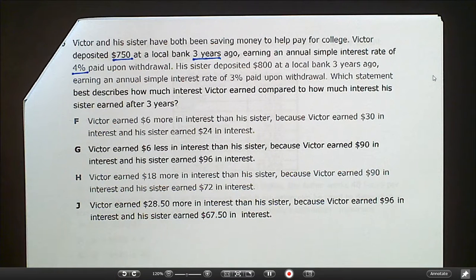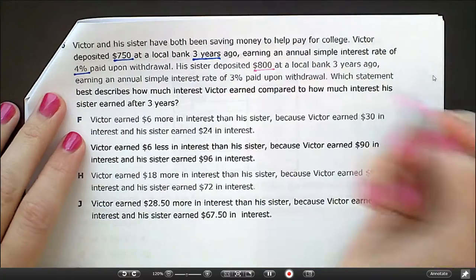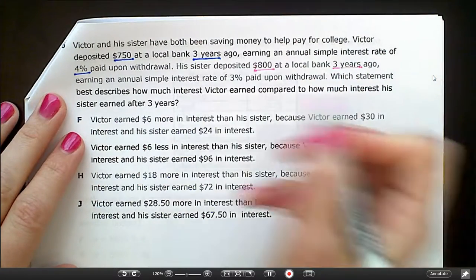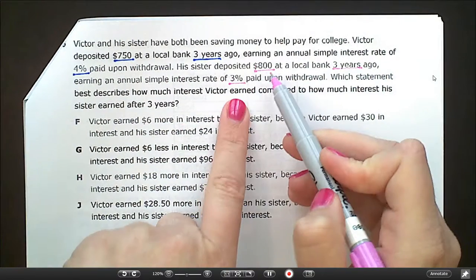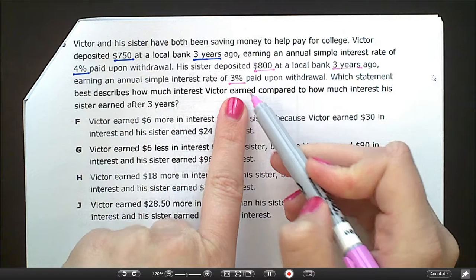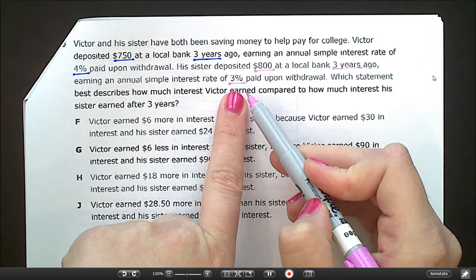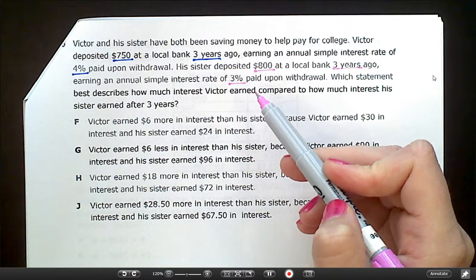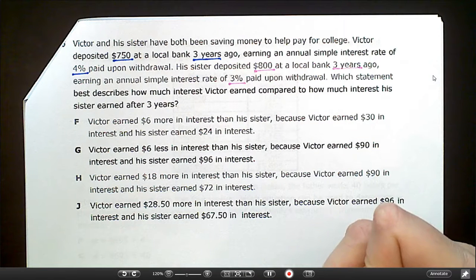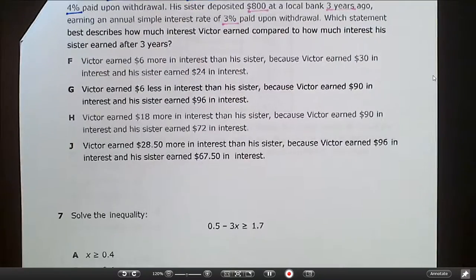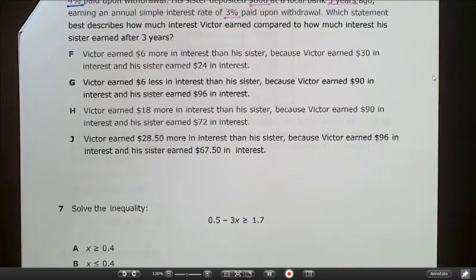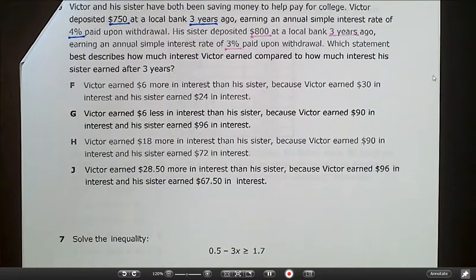His sister deposited $800 3 years ago, earning an annual simple interest rate of 3%. So she's depositing more money, but she gets less interest. And it says, which statement best describes how much interest Victor earned compared to how much interest his sister earned after 3 years? So we need to figure out both of their interest before we can pick a statement.